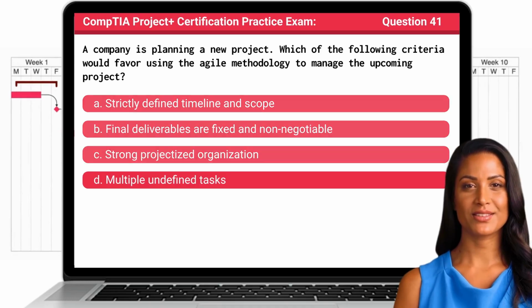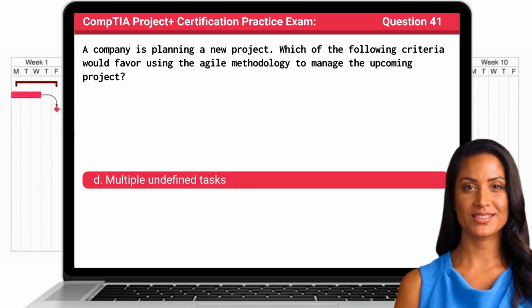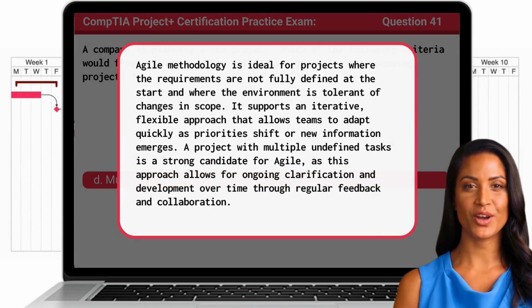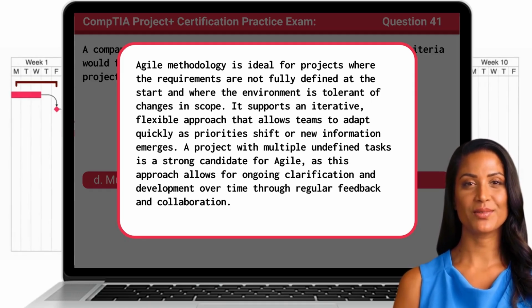The answer is D. Multiple undefined tasks. Agile methodology is ideal for projects where the requirements are not fully defined at the start and where the environment is tolerant of changes in scope. It supports an iterative, flexible approach that allows teams to adapt quickly as priorities shift or new information emerges. A project with multiple undefined tasks is a strong candidate for Agile, as this approach allows for ongoing clarification and development over time through regular feedback and collaboration.